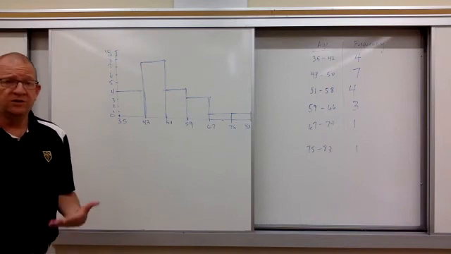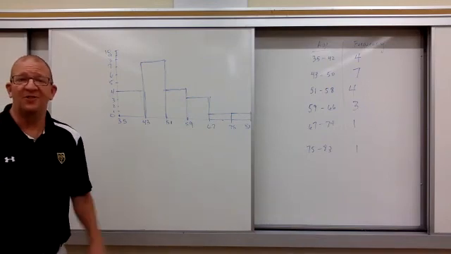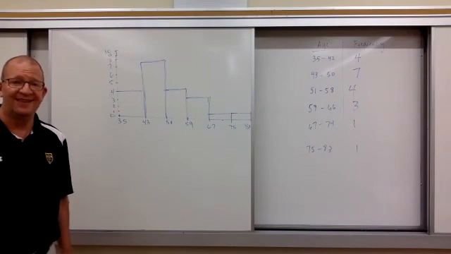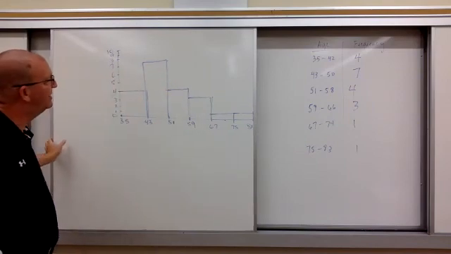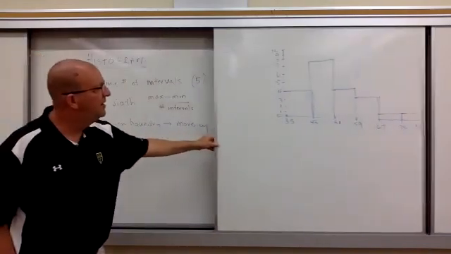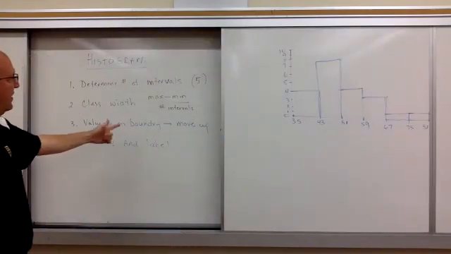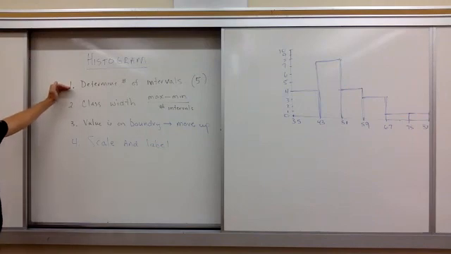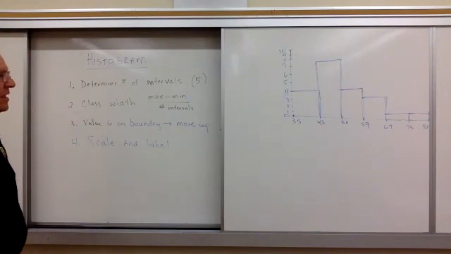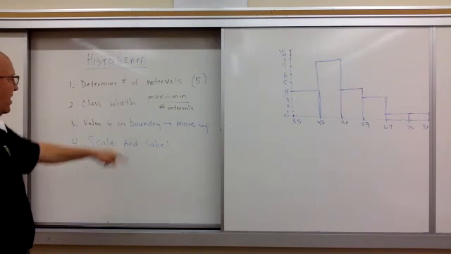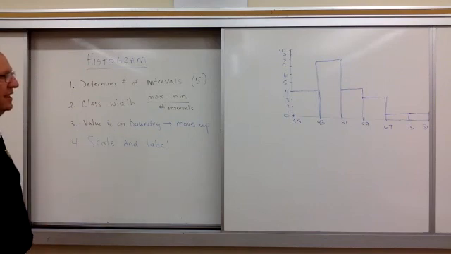Now, of course, the calculator does all of this in like a tenth of the time. But I want you to understand what your calculator's doing when it makes that histogram. So we've done a couple things here. We determined the number of intervals, we determined the class width, we put the value on the boundary, and we scaled and labeled.